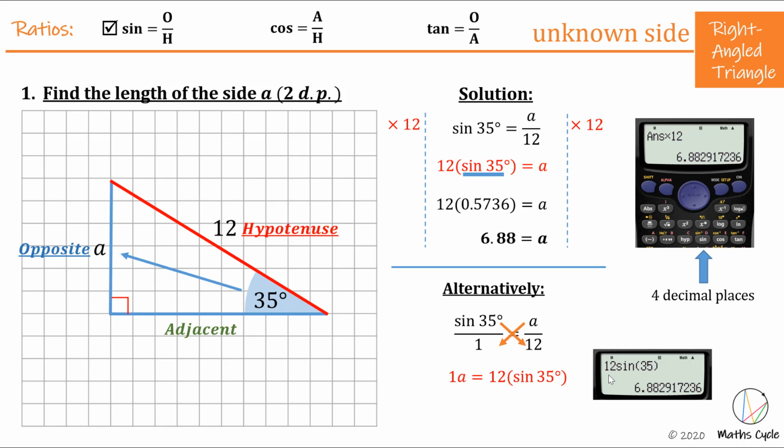If you just type in 12 sine 35, the calculator understands that you mean for the 12 to be multiplied by the sine. So just typing it straight in, 12 sine 35, we get the same answer here, 6.8829. Correct to two decimal places then, a equals 6.88.